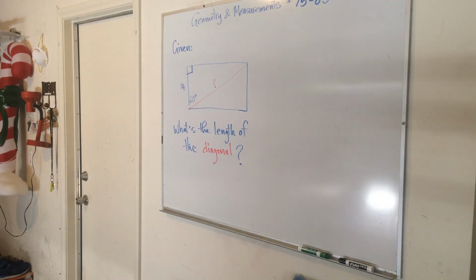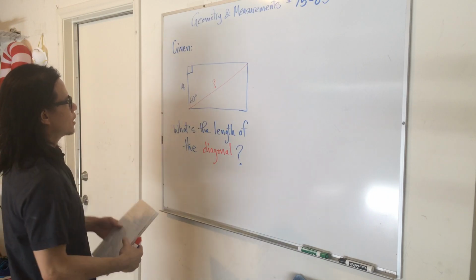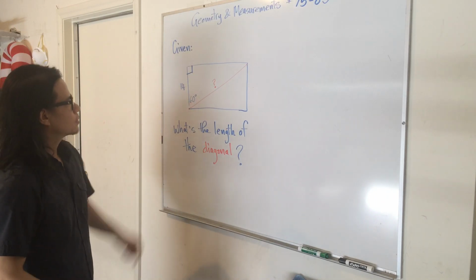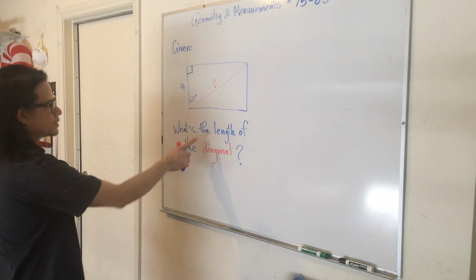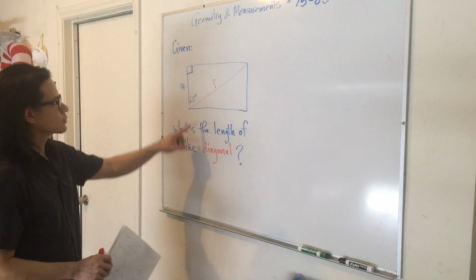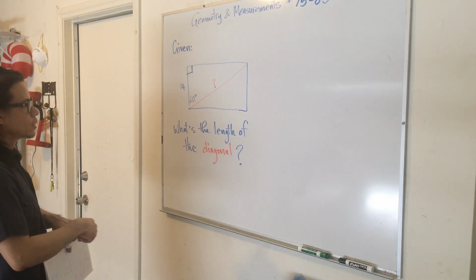So here we're given a rectangle in which we know one of the sides is 14 and the angle here is 60 degrees. The question asks, what is the length of the diagonal in red there?